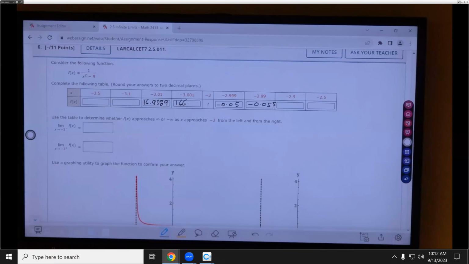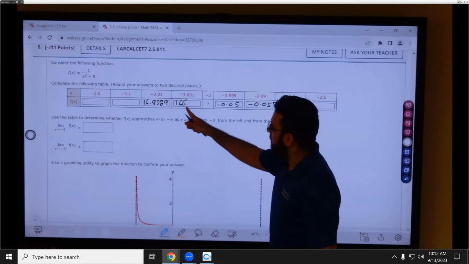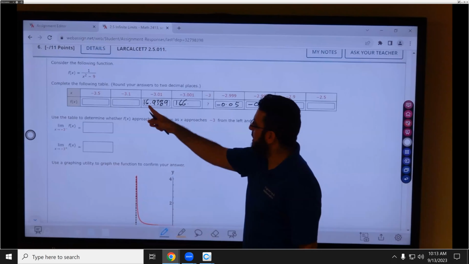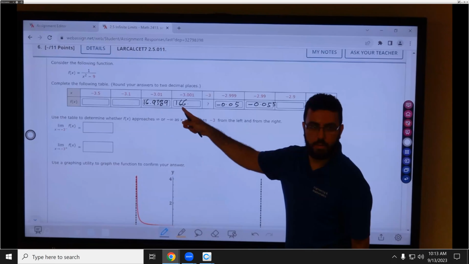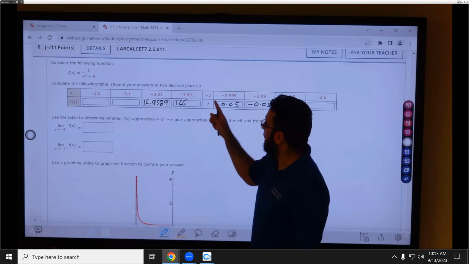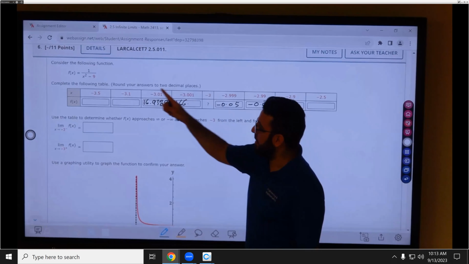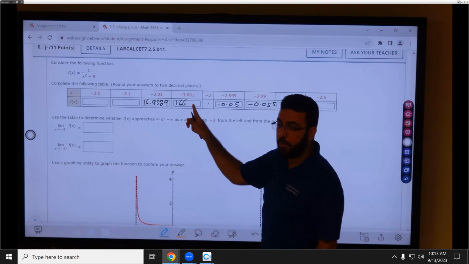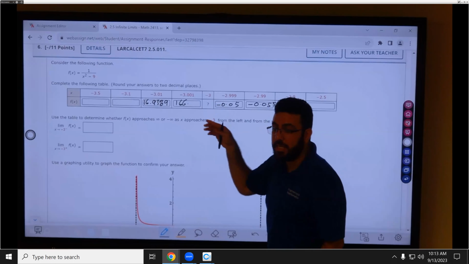It's right. But tell me, on this side, the function goes from 16 to 166. So where is it going? What's an asymptote? So it's going to infinity. You see? Because it's an asymptote, that's the main thing. So you see where the function is going? If you keep choosing a number near negative 3, where does it keep going? Infinity. Going up.